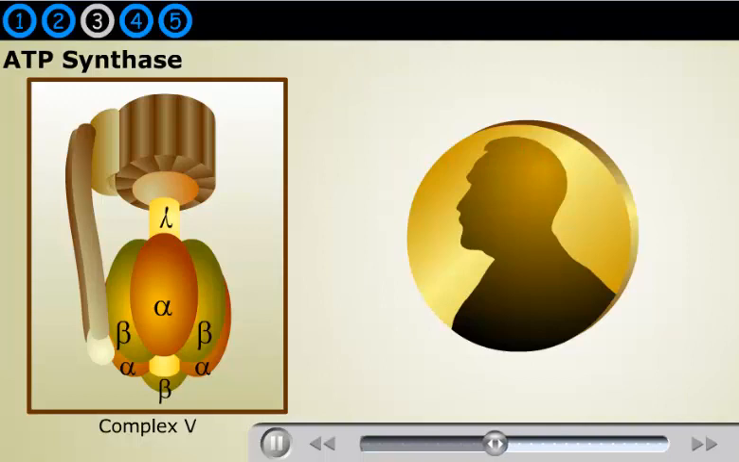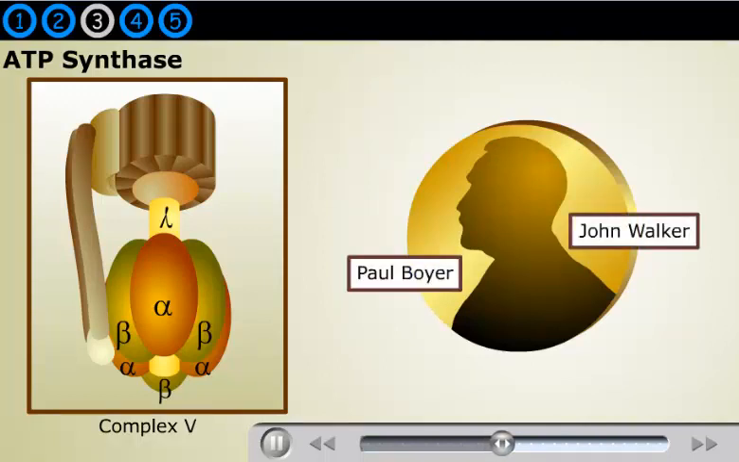In 1997, the scientists Paul Boyer and John Walker were awarded the Nobel Prize for their work on how the ATP synthase enzyme works.